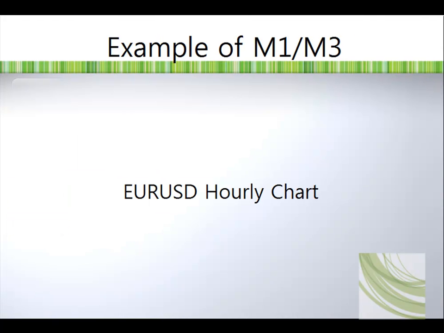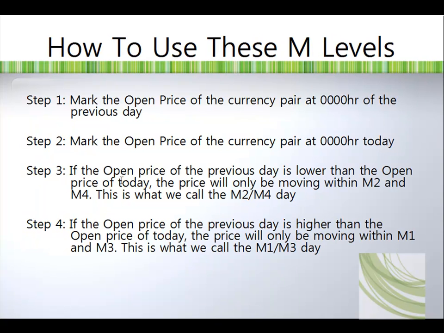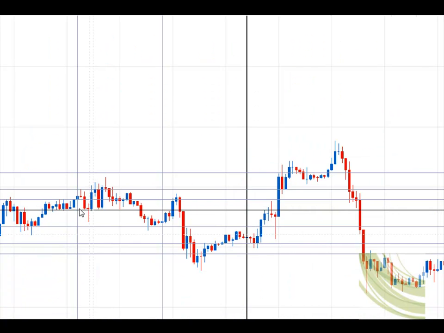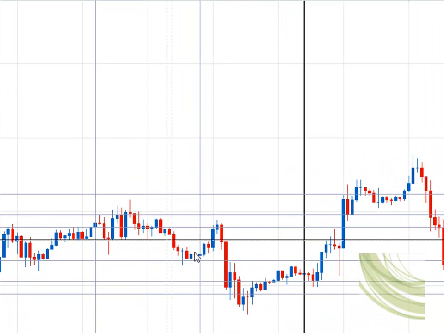Okay, go back to the tutorial slide, and you can see here, if the open price for the previous day is higher than the open price of today, we have an M1, M3 day, which is what we are seeing here. The previous day is actually higher than today. Can you see that? And we have an M1, M3 day, which means that we are not interested in the other levels. We are only interested in the M1, M3 of the day.